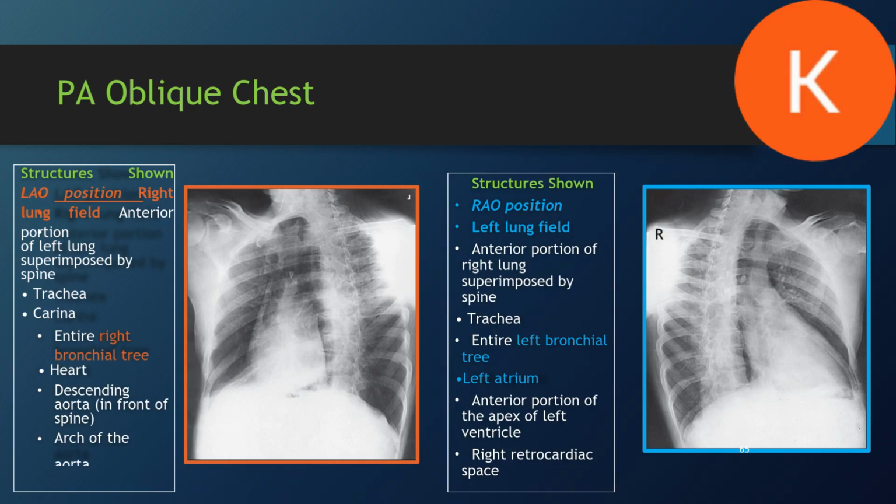Okay, for the PA oblique chest, again, the structures shown in the left anterior oblique position are the right lung field, with the anterior portion of the lung superimposed by the spine. We have the trachea shown, the carina, entire right bronchial tree, heart, the descending aorta in front of the spine, and the arch of the aorta. The structures shown in a RAO position are the left lung field, with the anterior portion of the right lung superimposed by the spine. You see the trachea, the entire left bronchial tree, the left atrium, the anterior portion of the apex of the left ventricle, and the right retrocardiac space.